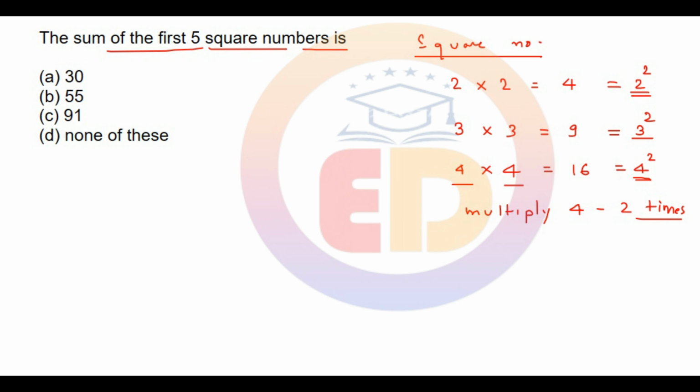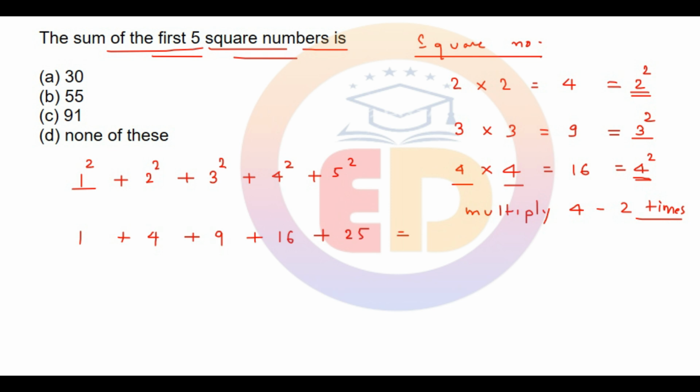So now the question is asking sum of first 5 square numbers. 1 square is the first number. Second will be 2 square. Third will be 3 square. Fourth will be 4 square. Fifth will be 5 square. 1 square is 1 into 1, 1. 2 square is 2 into 2, 4. 3 square is 3 into 3, 9. 4 square is 4 into 4, 16. 5 square is 5 into 5, 25.